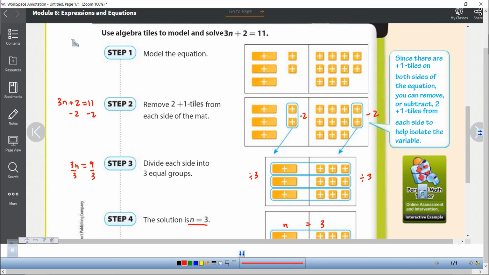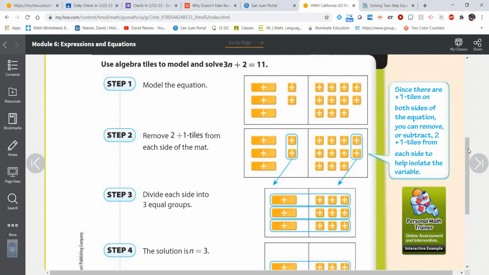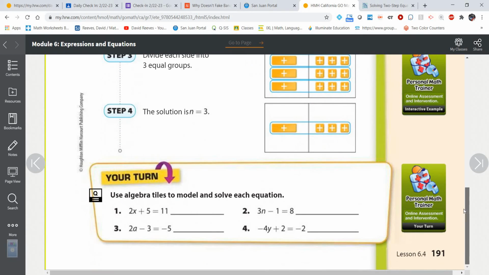So we started with the equation 3n plus 2 equals 11. We're doing the opposite operations in the opposite order. Again, going forwards, we would do 3 times n plus 2 is 11. We would multiply and then add. So what did we do? We subtracted and then we divided. The opposite operations in the opposite order.